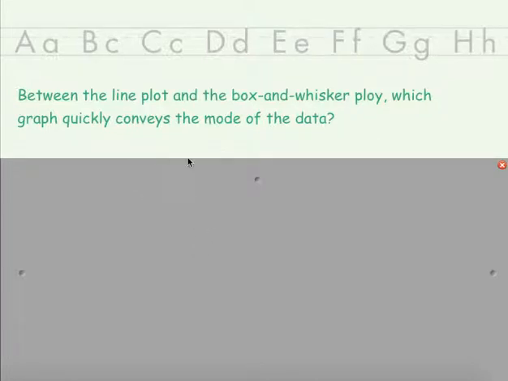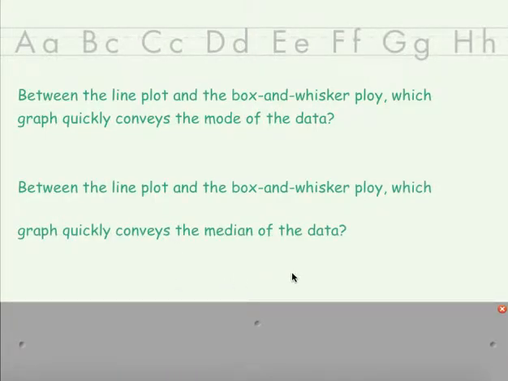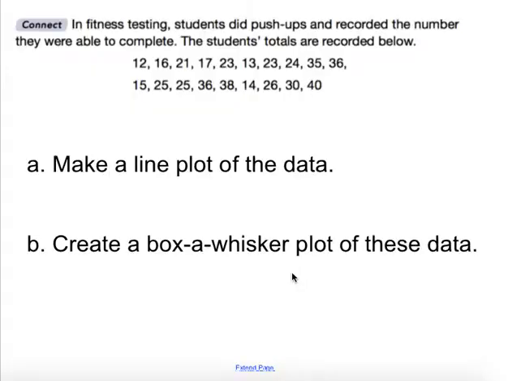So between the line plot and the box and whisker plot, which graph quickly conveys the mode of the data? Well, the line plot would show the mode of the data, showing how many of each number we have. And same question, but which graph quickly conveys the median of the data? That would be the box and whisker plot, because it actually shows that bar at the median. All right, so let's just try this one for ourselves, like make a line plot of the data.